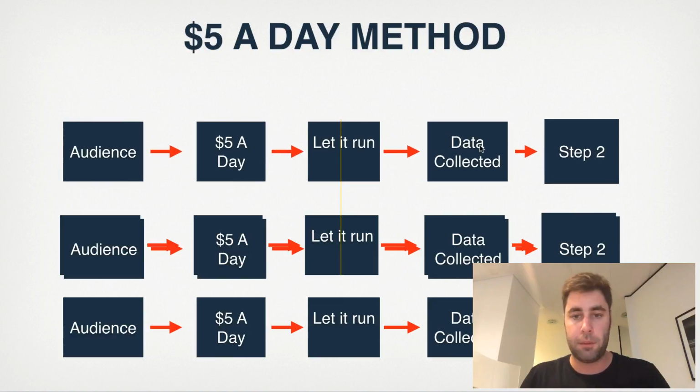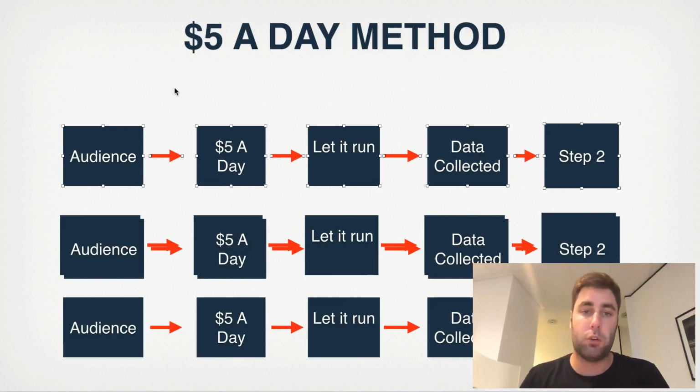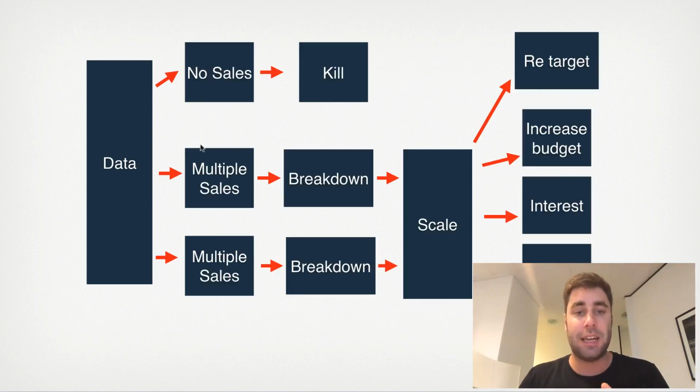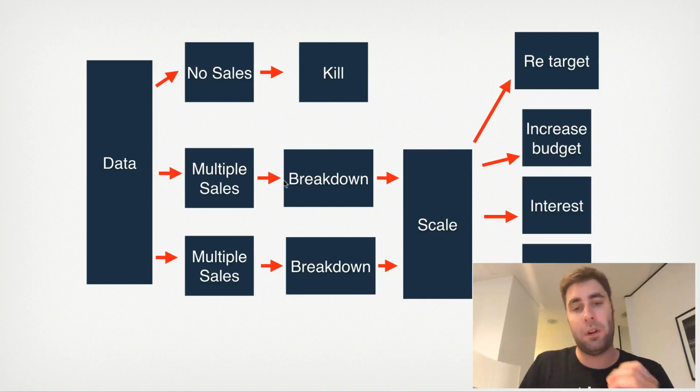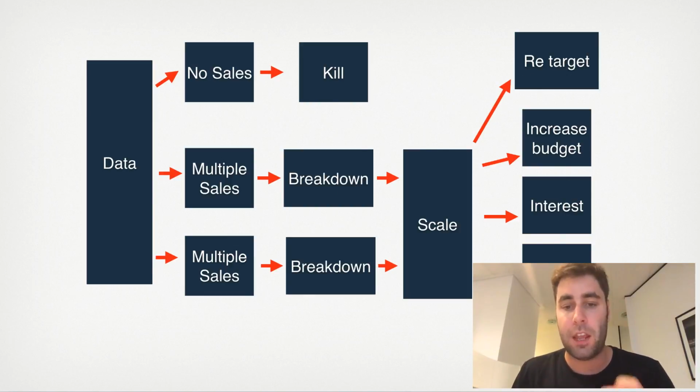What you want to be doing is doing 2 or 3 or even 4 or 5. And you want to be running multiple ad sets, because then you can start killing off the ones that don't work early, and you can start multiplying. You can start doing breakdowns on the ones that start to get you multiple sales, and you can start scaling out to your retargeting, your increased budgets, your interests, your ages, and your ad copy.